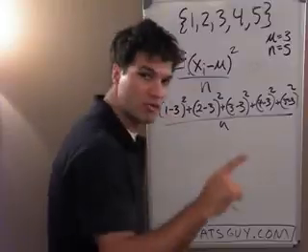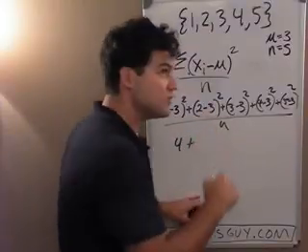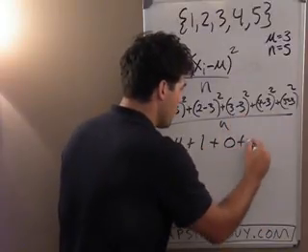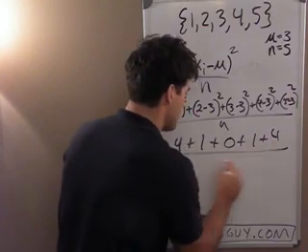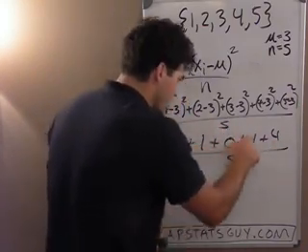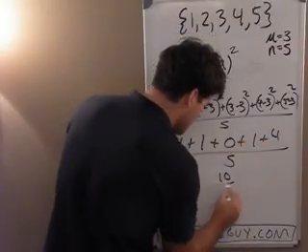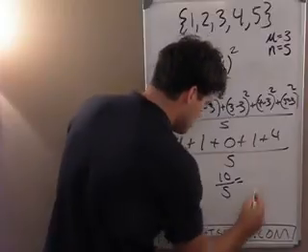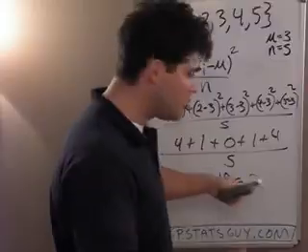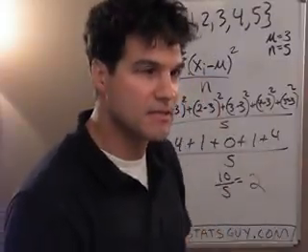Let's see, 1 minus 3 is negative 2 squared is 4. 2 minus 3 is negative 1 squared is 1. 0 squared is 0. 1, 4 divided by 5. I can put the 5 there. 4 plus 1 plus 1 plus 4. It's 10 over 5, which is 2. So I just found the average distance to the mean is 2. And wait a minute, I didn't just find the average distance to the mean, did I?